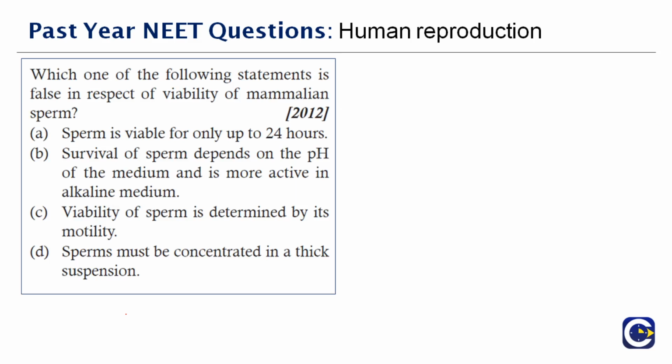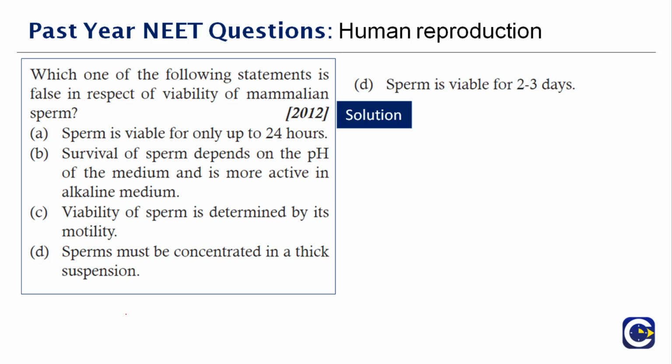Which one of the following statements is false with respect to the viability of mammalian sperm? So what do you think about the sperm? How many days or hours can they be viable? They are usually viable for 2 to 3 days. Therefore, the statement which is false is option D: sperms must be concentrated in a thick suspension. It is viable for 2 to 3 days, so you don't have to put it in suspension. Next question here.